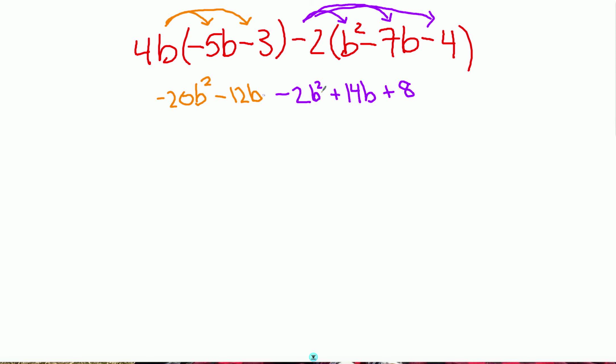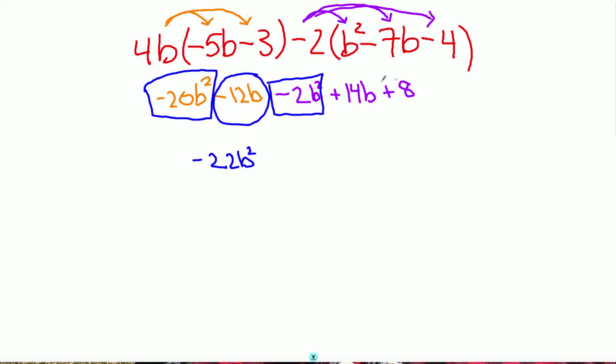to simplify this answer. So we'll start here, the negative 20b squared and the negative 2b squared. That is negative 22b squared. The negative 12b and the plus 14b are plus 2b. So notice here I'm no longer changing the exponents because I'm no longer multiplying. I'm just combining, adding and subtracting. And then lastly, that plus 8. And now the problem is complete.